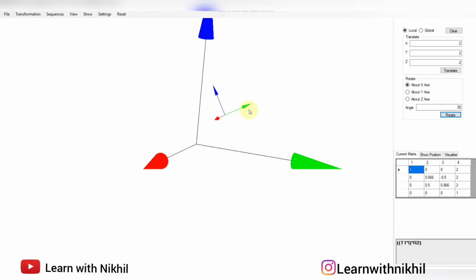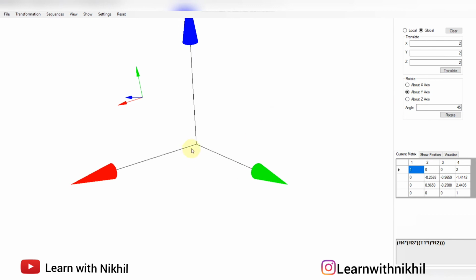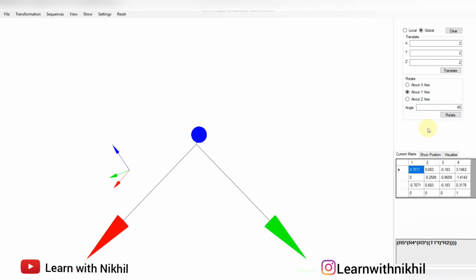Now if I rotate along the global axis, same about x-axis I have to rotate, but I have clicked on global. So this is the global axis. Now when I click on rotate, this has rotated along this axis. So this is the global axis. You can keep on moving this, rotate. So this has rotated along this axis. If I have to rotate along y, this is y, rotate. So this has rotated along this. If I have to rotate along z, so this is rotated along this. So this change in the angle, this angle is 45 degrees.